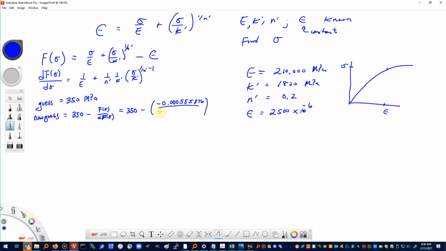Okay, so I get kind of a tiny number. Let's see, looks like 5 zeros, and then 8733. I'm leaving these in my calculator, so there's going to be more significant digits than that, but I'm just not going to write any more out than that. Okay, I'm going to take this division, and the term in the brackets turns out to be minus 63.6. So my new guess is going to be 350, then the minus a negative 63.6.